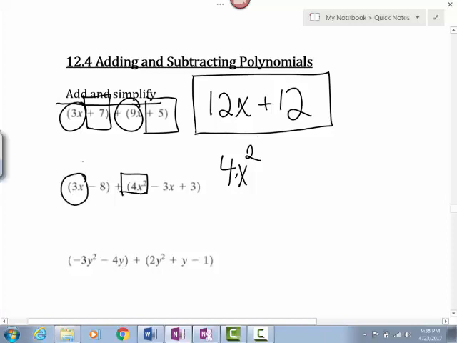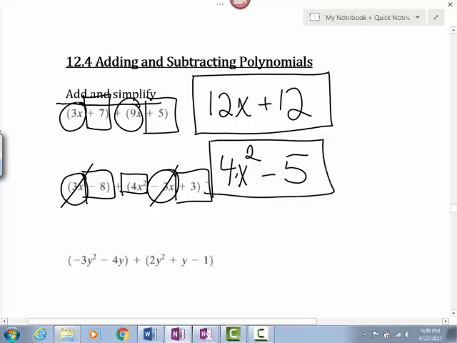So there's only one x squared, and it's that 4x squared term. Now we have this positive 3x and this negative 3x here. Well, those terms will just cancel out. And then a negative 8 and a positive 3 will leave us with a negative 5.